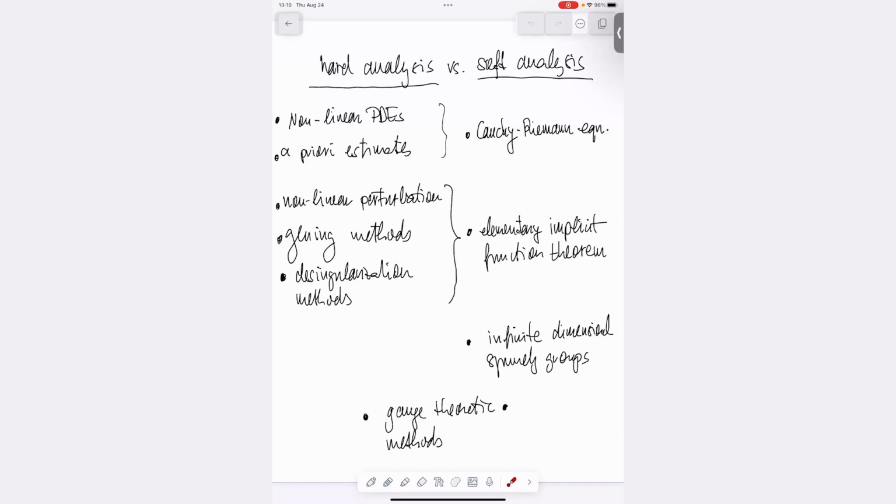Another ingredient of hard analysis is these nonlinear perturbation arguments or gluing methods, which means you have solutions of simple type and you try to glue them together, but the gluing is, of course, never compatible with your PDE, so you glue them smoothly, say, or continuously, and then you have to prove by perturbation arguments that you can actually perturb this initial configuration to a solution of the actual PDE.